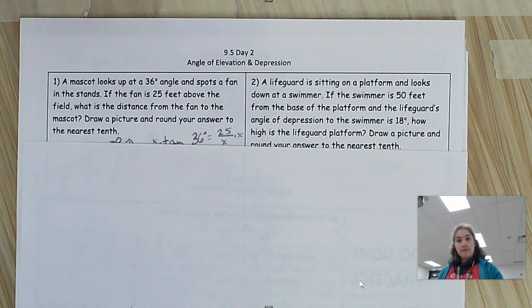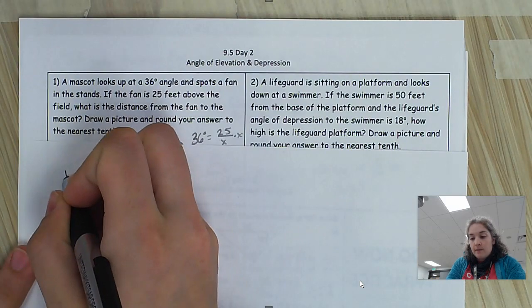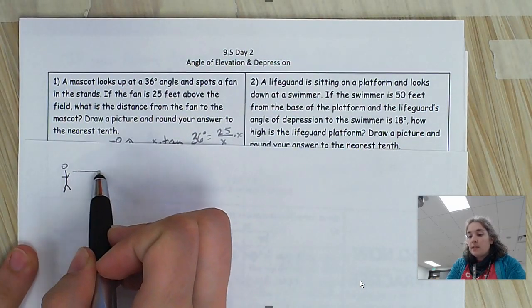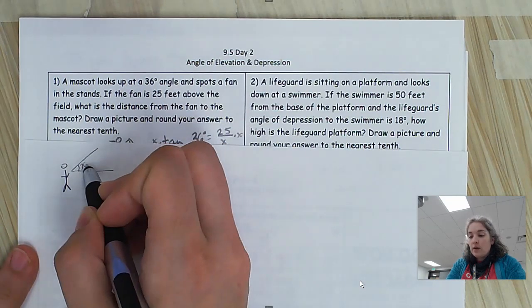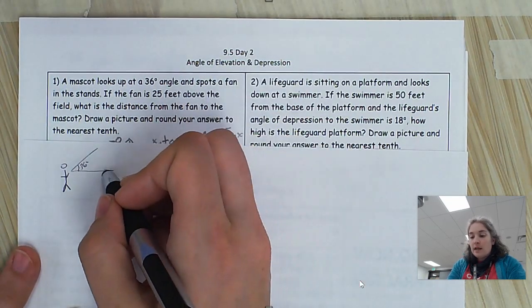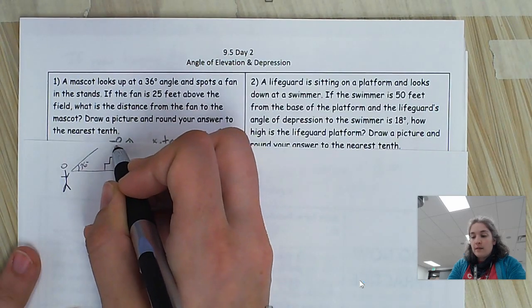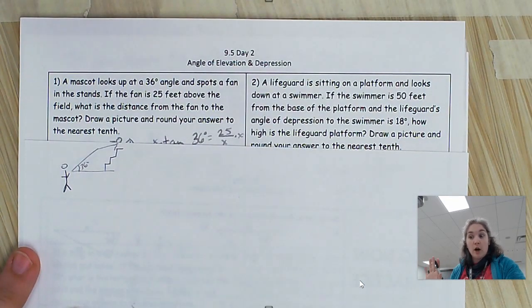So we have a mascot. He's standing on the ground. So here is our little mascot right here. He is looking up. Here is his line of sight, so here's where he is looking. He's looking up at 36 degrees at a sports fan in the stands. So here's our little fan. Yes, it's a terrible picture. It's fine. Don't judge me on my art.